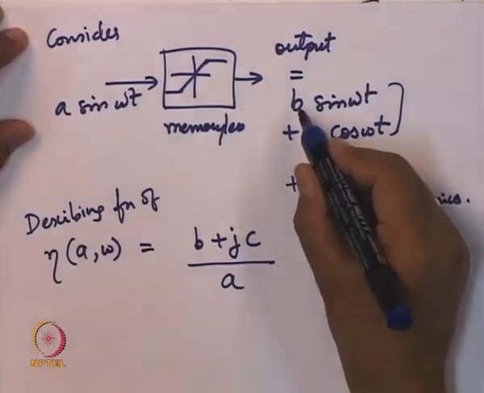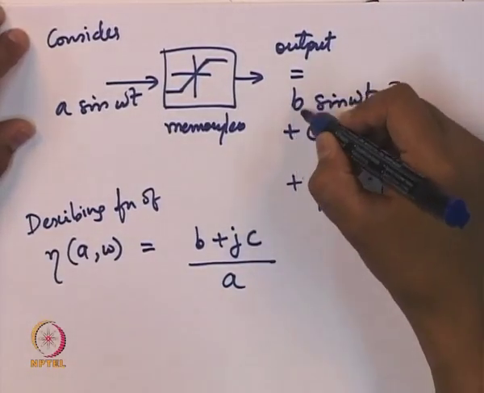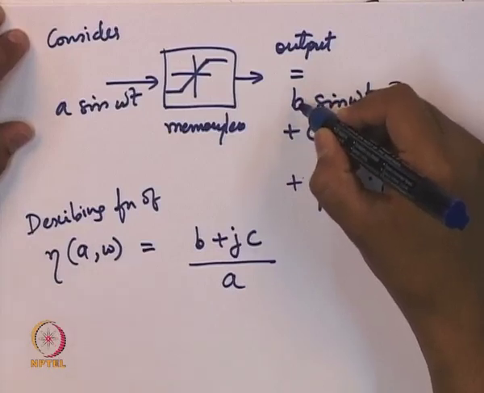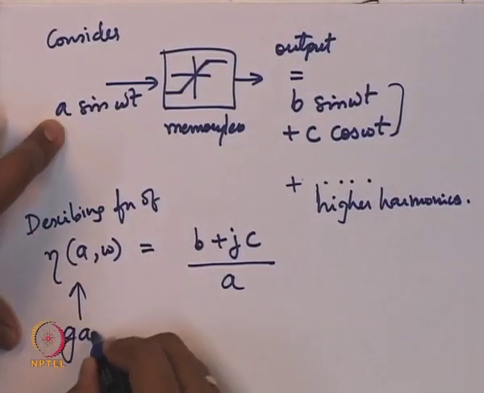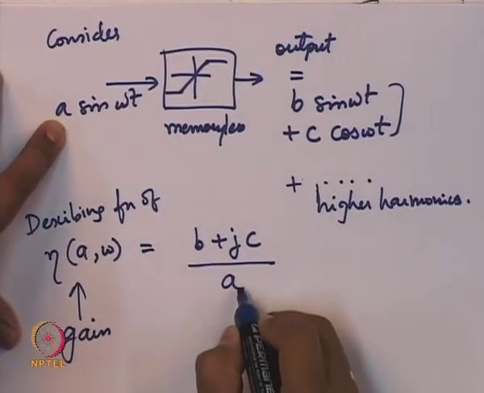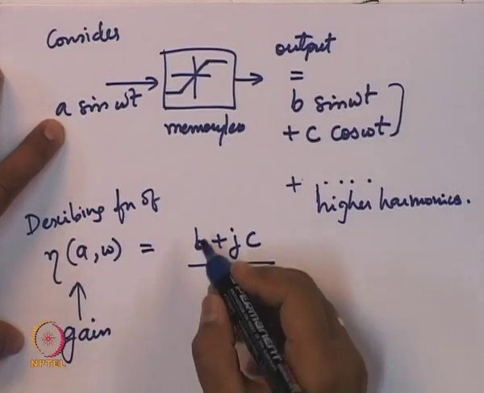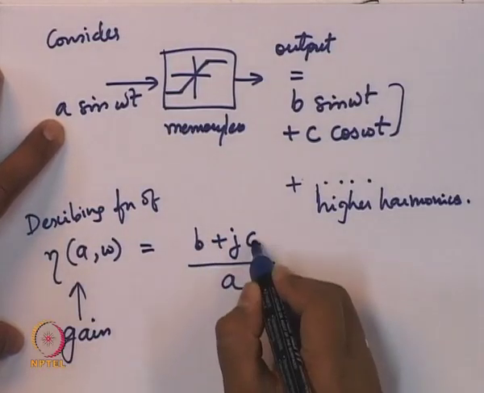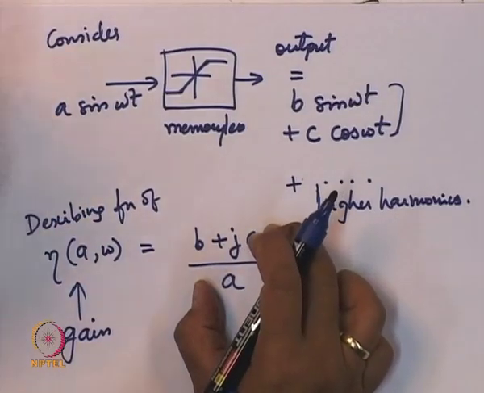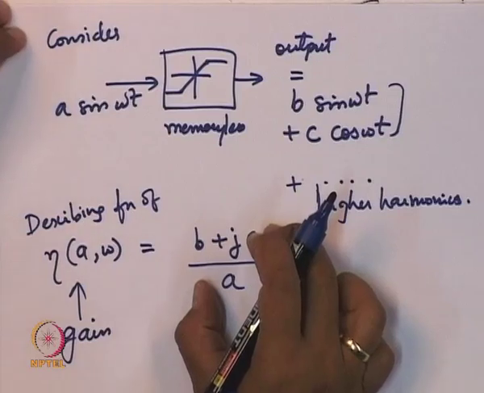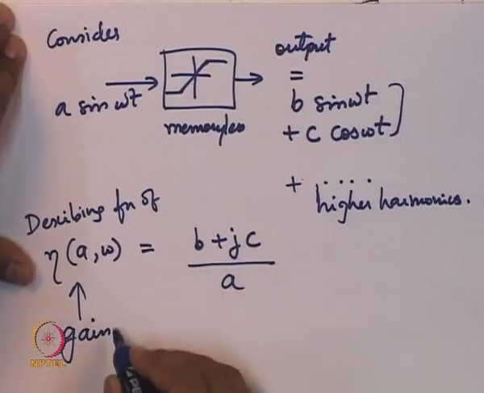Why? As I said, in our previous linear time invariant system situation also, there was a factor A in the output, and so we are going to think of this as a gain. Because it is a gain, we are going to divide by A. For linear time invariant systems, B will have a factor A, C will have a factor A, they will all get cancelled neatly and the net gain is independent of A. But even for linear time invariant systems, we already saw that there is a dependence on omega.